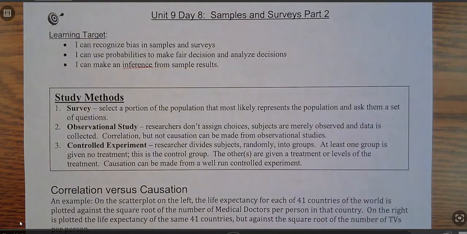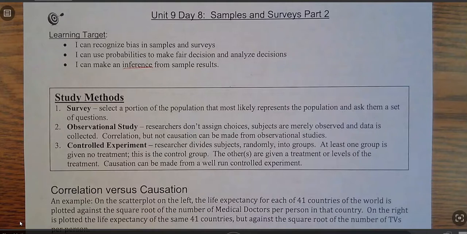Another one is to do an observational study. This is different. In an observational study, researchers don't assign any sort of questions or choices. Subjects are merely observed. We say in the wild, kind of just watch what people do. They don't know they're being observed. They don't know anything's going on, and data is collected.